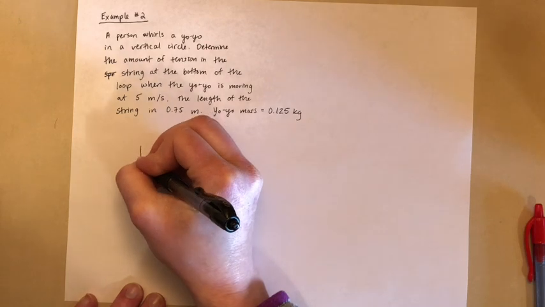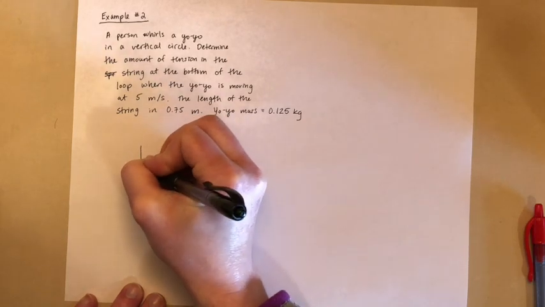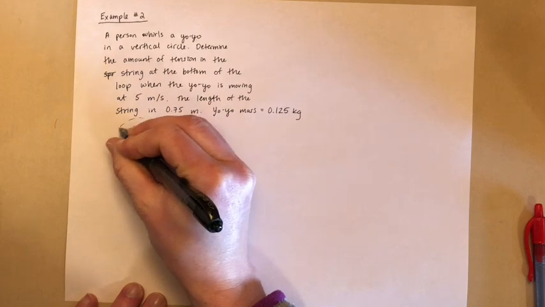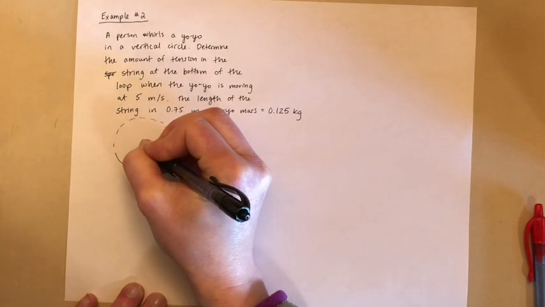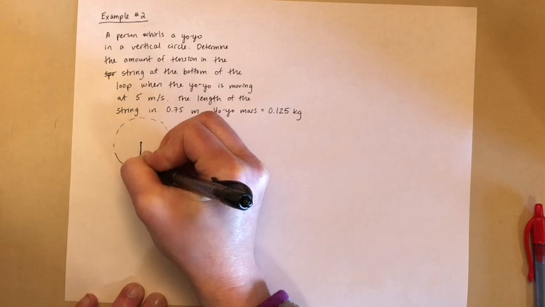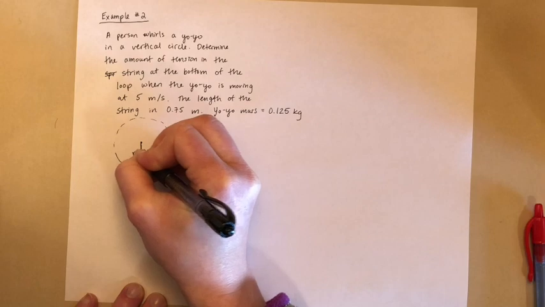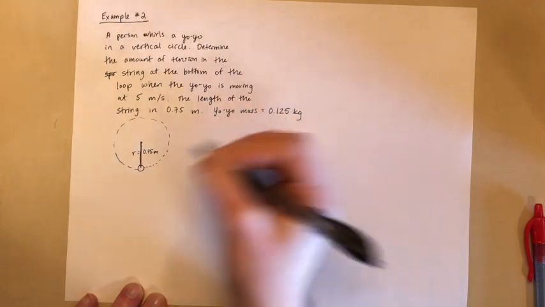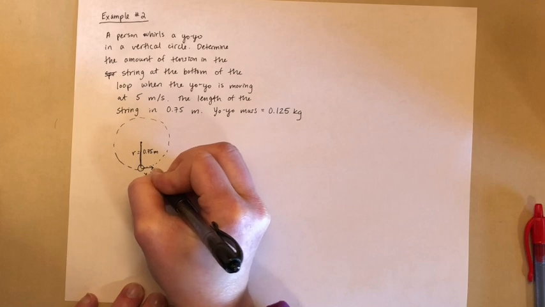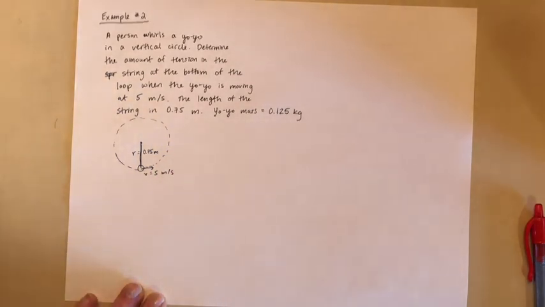Now, let me just draw this picture for you. So you have the yo-yo at the bottom of its loop. It's turning in a circle this way. So here's the center of the circle. The length of the string is approximately the radius. That's what we're going to use. So here's that radius. And then we know that it has this velocity of 5 meters per second. So I want you to try to complete this problem on your own here. Pause the video and spend some time working through it, and then I'll work through the solution in a moment.